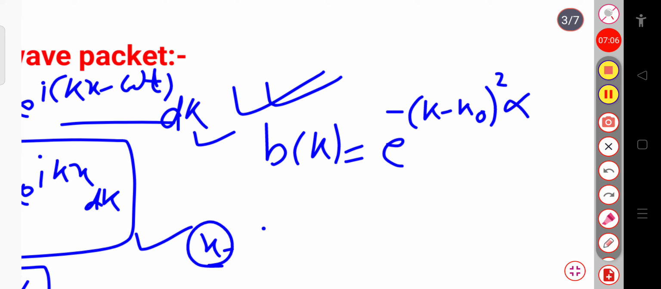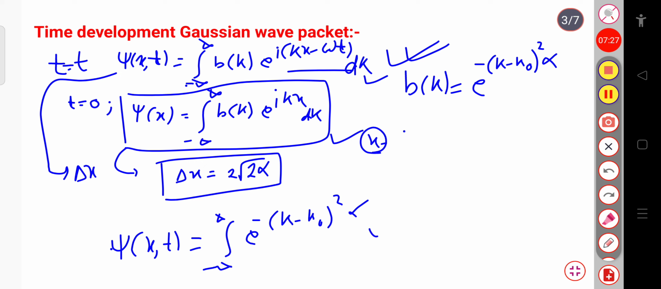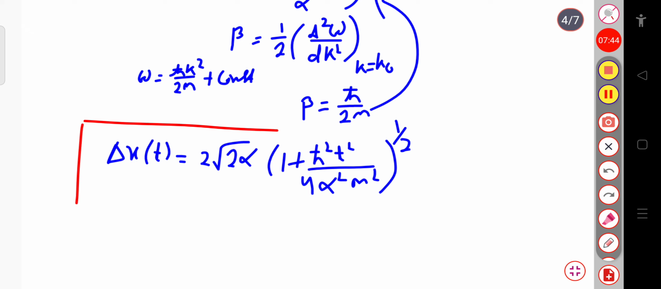This is the Gaussian representation of b of k, or we can write the wave function psi of x,t equal to the integration from minus infinity to plus infinity of exponential minus b of k, which I am writing as (k minus k naught) whole square into alpha, times exponential i(kx minus omega t), into decay.